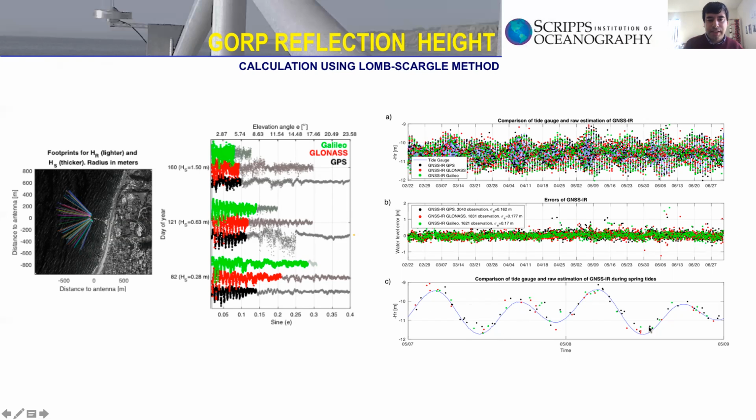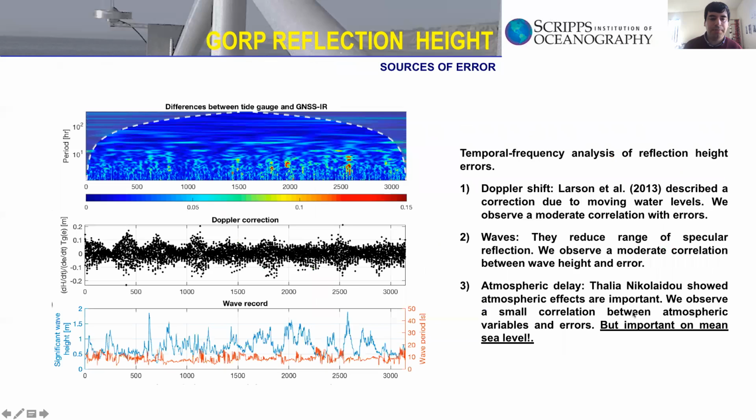Here, actually, you can see a close-up of 2 days, comparing the blue line, which is the tide gauge, with our measurements using the GNSS antenna, which is fairly good.